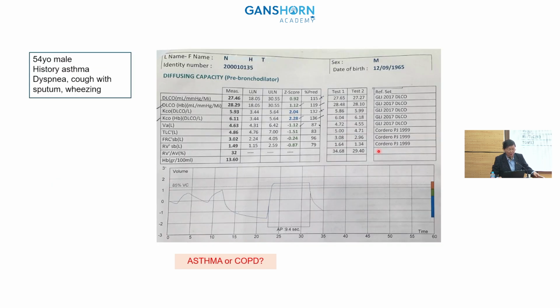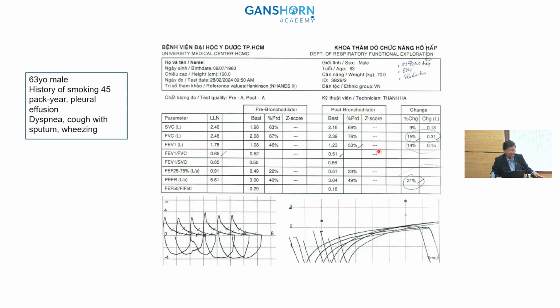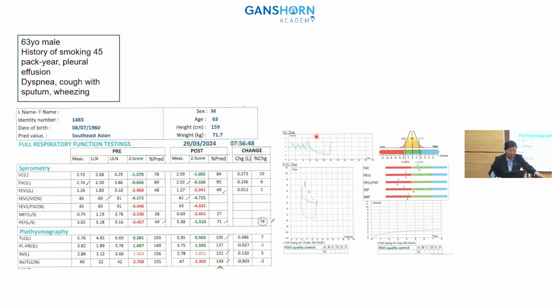We have another one. A 63 year old male, also a heavy smoker, with pleural effusion in the history because of tuberculosis. Would you like to join with us? Please try. We will help. How about the VC and FVC?